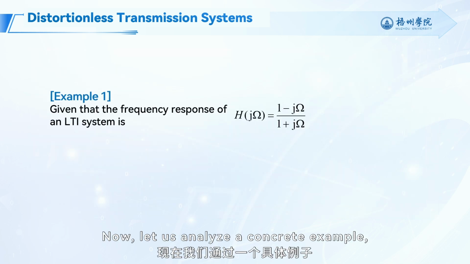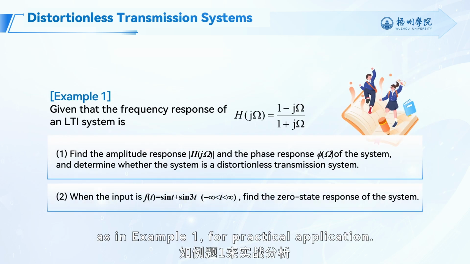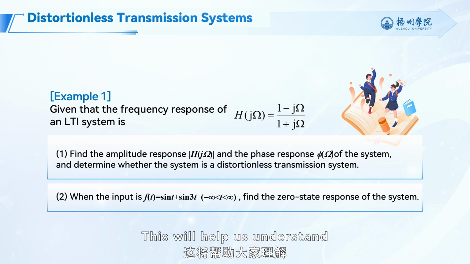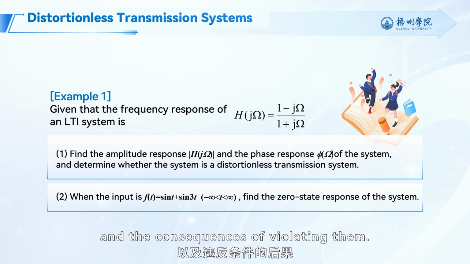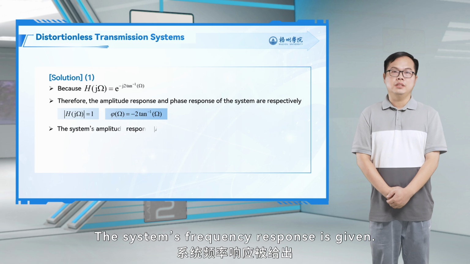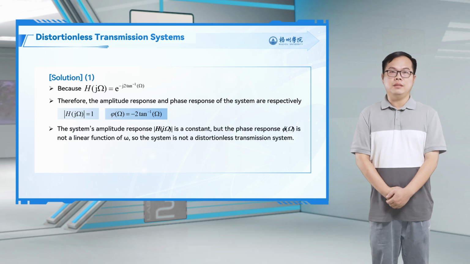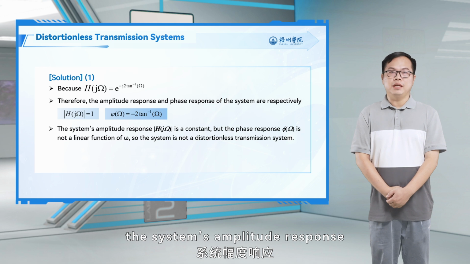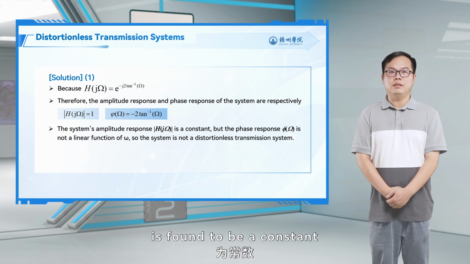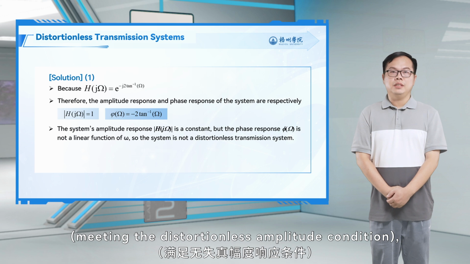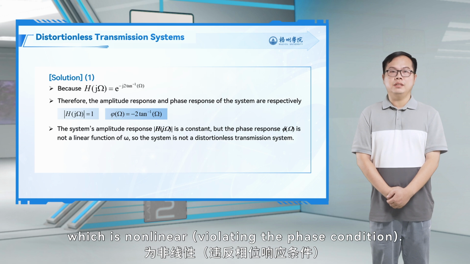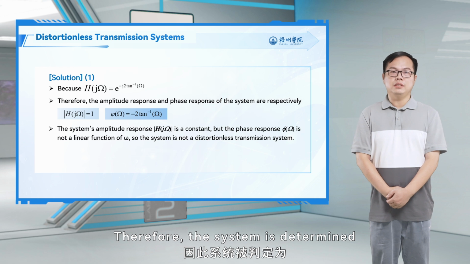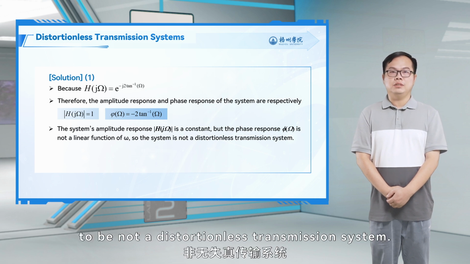Now, let us analyze a concrete example. As in example 1 for practical application. This will help us understand how distortionless conditions are applied, and the consequences of violating them. The system's frequency response is given. After calculation, the system's amplitude response is found to be a constant, meeting the distortionless amplitude condition. But the phase response is an arctangent function, which is nonlinear, violating the phase condition. Therefore, the system is determined to be not a distortionless transmission system.